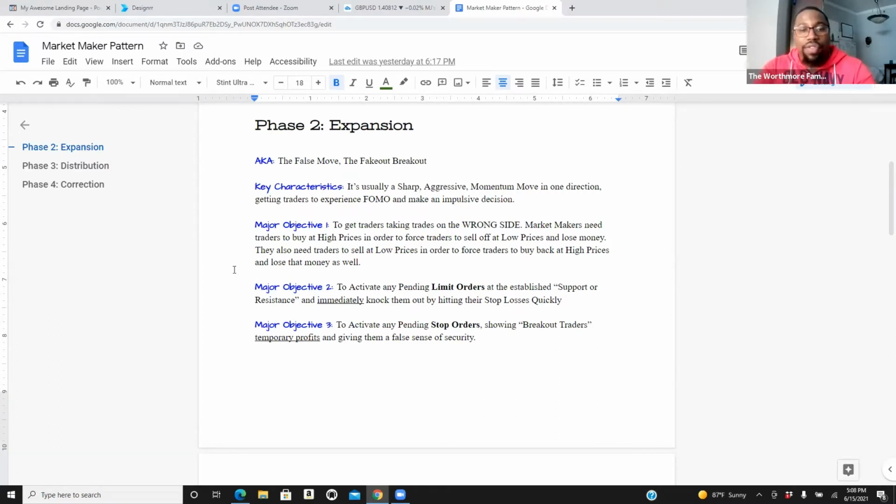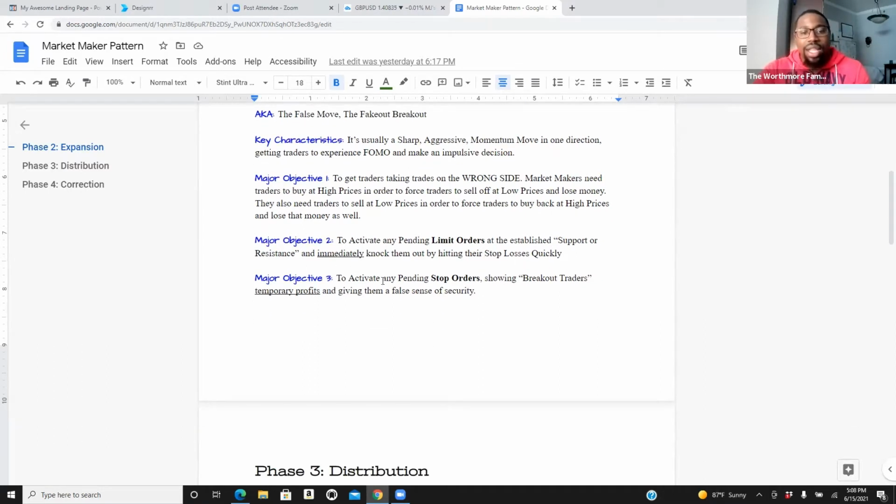And that's because they need you buying when they want to sell, and they need you selling when they want to buy. Okay. Objective number 2 is they want to activate any pending limit orders at the established support or resistance area and immediately knock them out by hitting those stop losses quickly, right? So those orders where you expect the price to bounce off the ceiling or bounce off the floor, those stop losses are usually pretty tight. They want to hit that money quickly, right?